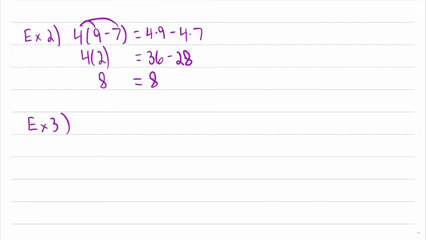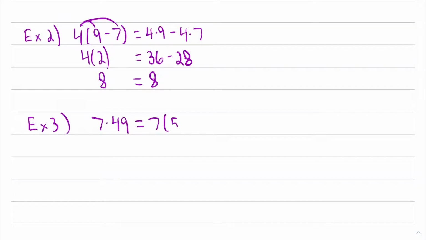Example 3. 7 times 49. Do you know off the top of your head what 7 times 49 is? Probably not, but let's see if we can do this an easier way. What if we changed this 49? Let's put something close to 49, an easy number that's easy to multiply.